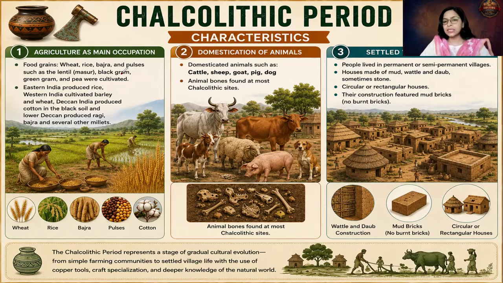In eastern India, rice was cultivated. In western India, barley and wheat were cultivated. And in the Deccan Plateau area, it has the black soil, so it supports cotton cultivation. Also in the Deccan area, ragi and millet were grown widely.